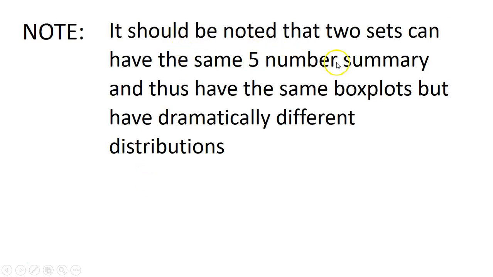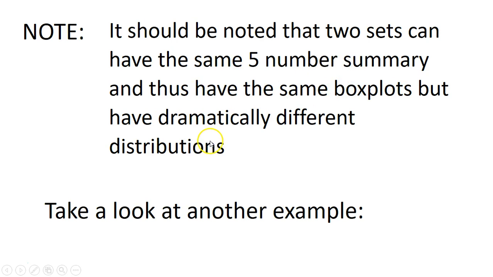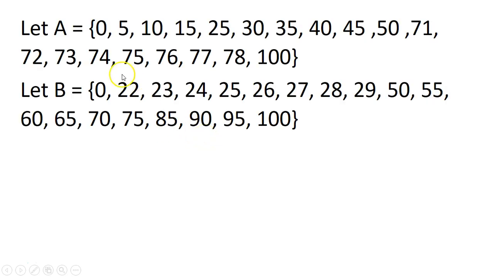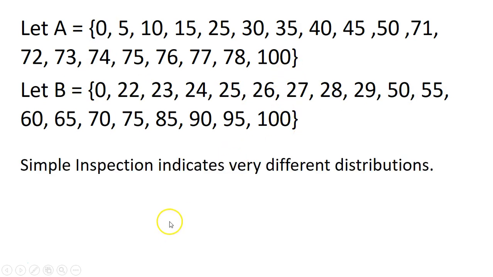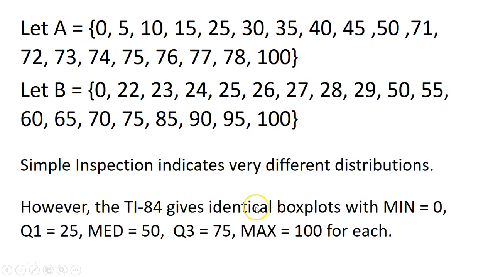Also note, it should be noted that 2 sets can have the same 5-number summary and thus the same box plots but have dramatically different distributions. So take a look at this example. Set A. As I'm looking at all of my data, you want to pause the video and write these data sets down. Set B, here's the data set for that. They both have the same low, and they both have the same high, so that'll be the same in both. Simple inspection indicates that they are obviously different distributions.